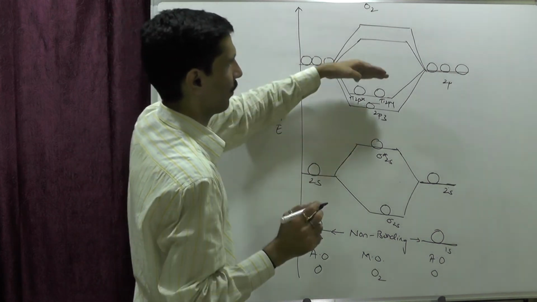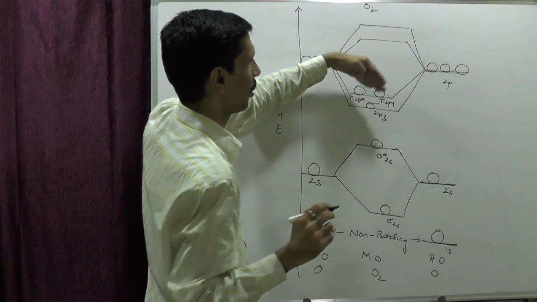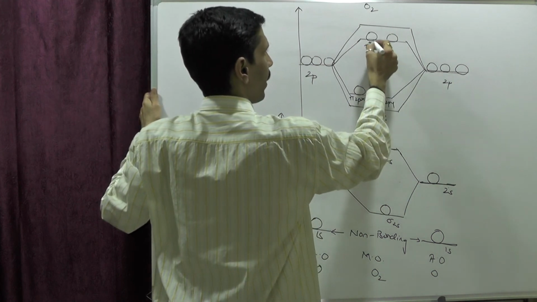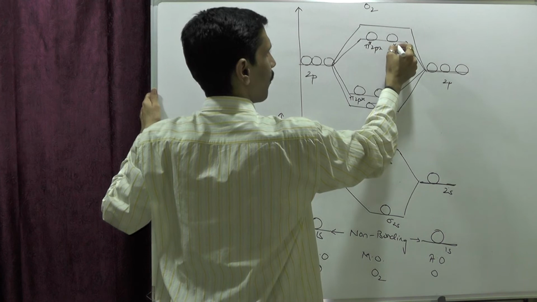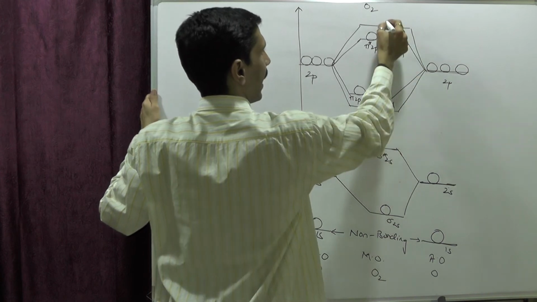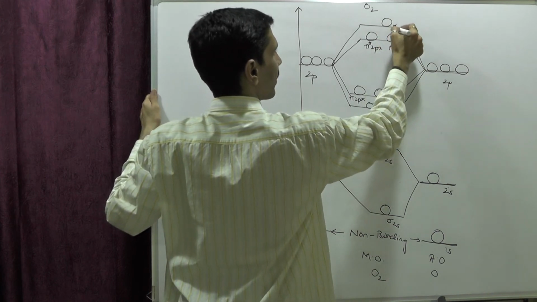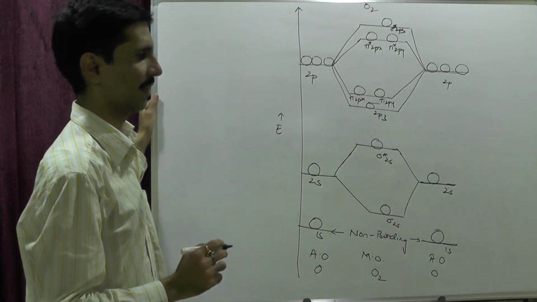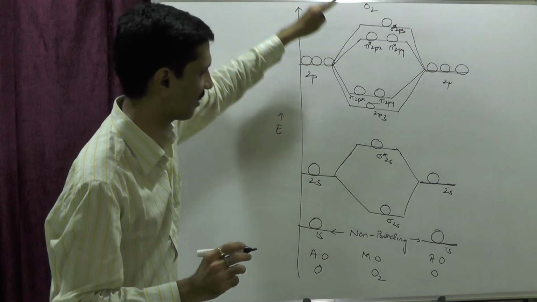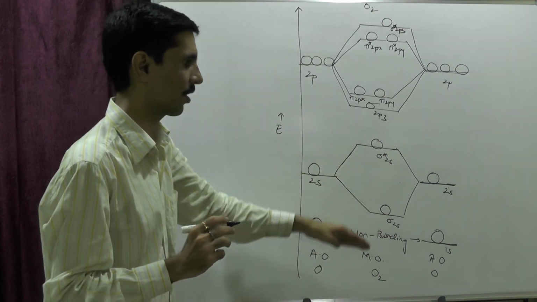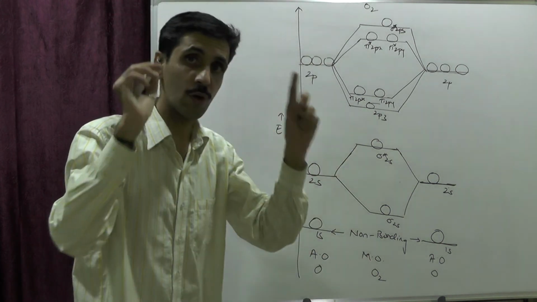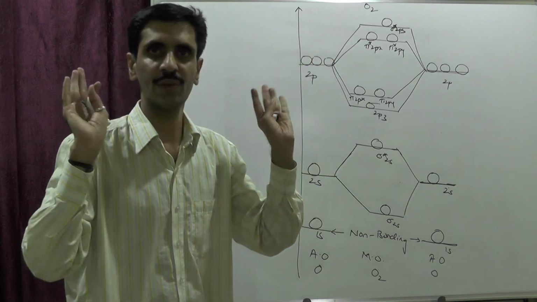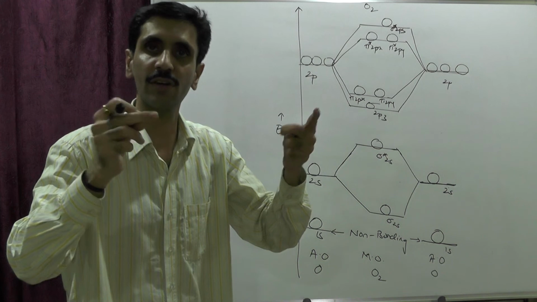Then if you remember, मैंने बोला था आपको consider a mirror over here, so उसका mirror image will come over here. So it will be pi star 2px and pi star 2py, and right at the top we have sigma star 2pz. Alright, this is the way the arrangement is. So this is the basic structure, okay, of the molecular orbital diagram. Okay, और वो same होगा for oxygen, fluorine as well as neon. Only thing is the arrangement of electrons will change.